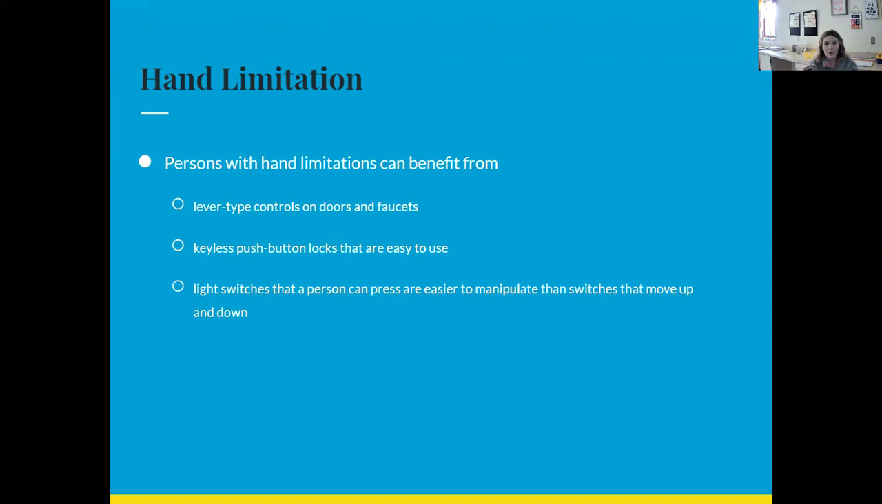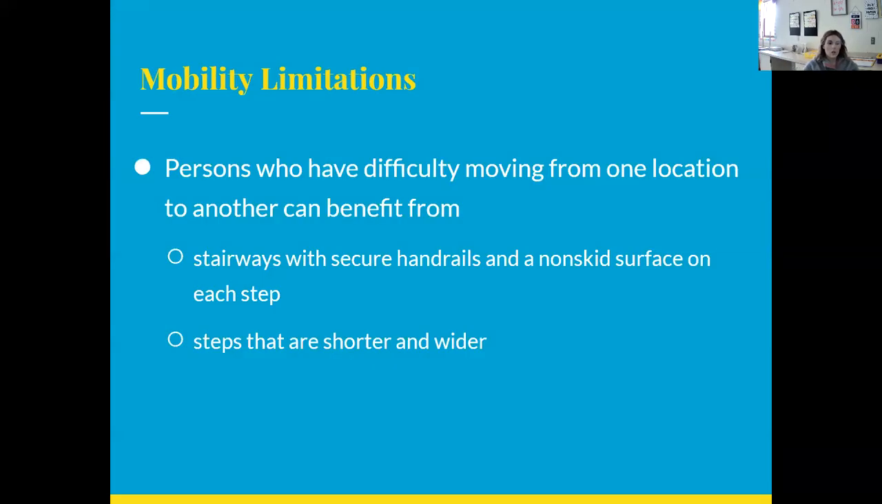And then having locks that can also be used with a closed fist or an elbow instead of something that you have to turn. And then light switches are easier if they are push or motion sensored instead of the switch. Because again, anything you do with your fingers, if you have hand limitation, you have limited use of those, and it can make even a light switch using your fingers to flip the switch up and down really difficult.